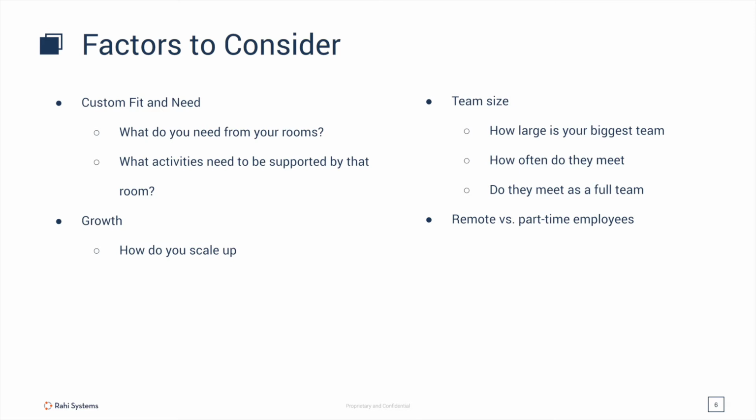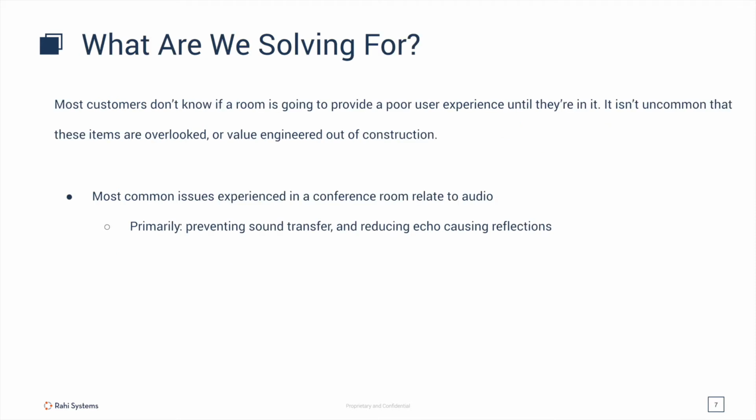So now that we understand our growth, our use case, and we've got a pretty good handle on what rooms we're going to need and ensuring that we're going to have enough, what are we solving for and how do we build good conference rooms? Most customers don't know if a room is going to provide a poor user experience until they're physically sitting in it. It isn't uncommon that these items are overlooked or value engineered out of construction.